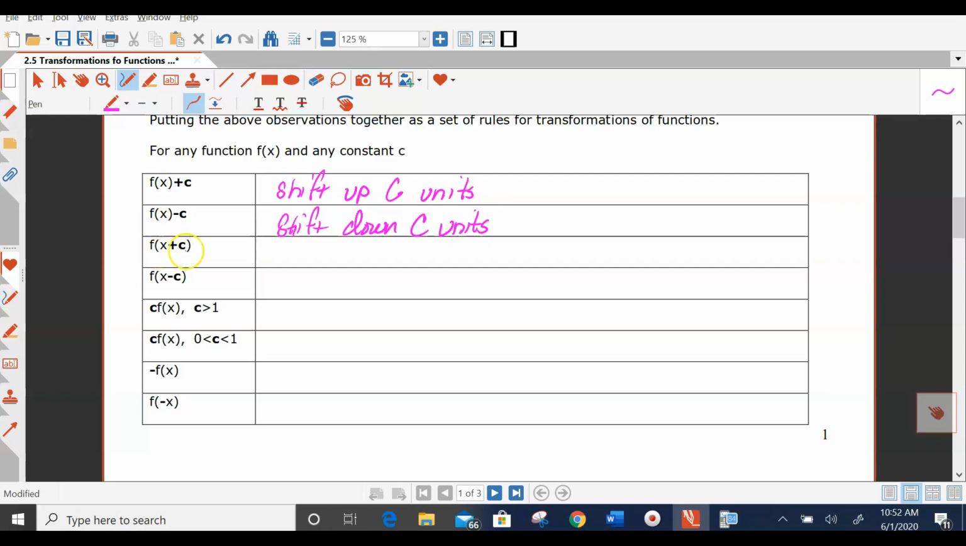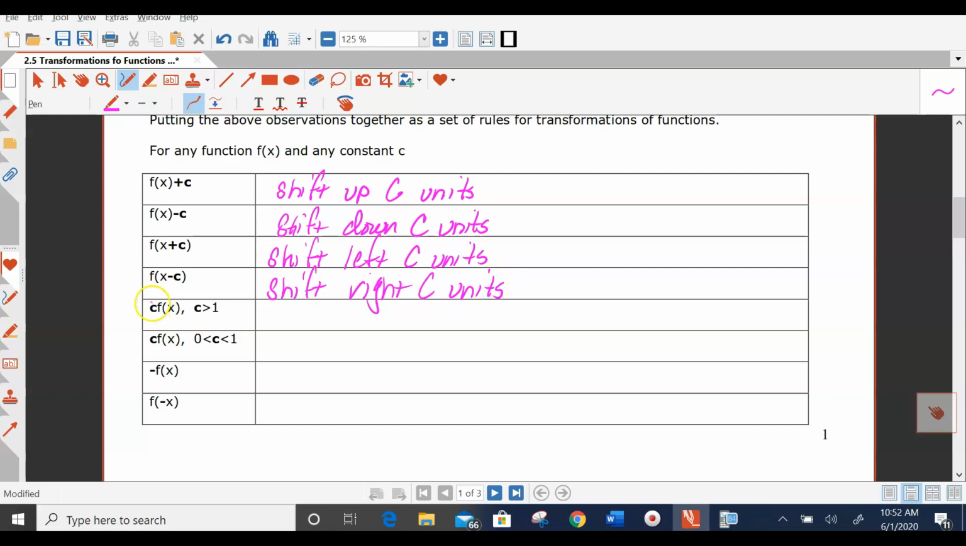If I add a constant to the inside of my function, like I had a number inside those absolute values, that's going to shift it. But here, when it's a positive number inside, it's going to shift it to the left C units. Notice when it's inside, if it's a positive, it's going in the opposite direction that you think. So positive C goes left. If I subtract a C on the inside, it's going to go right C units.